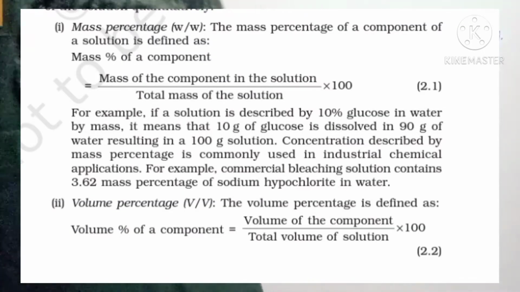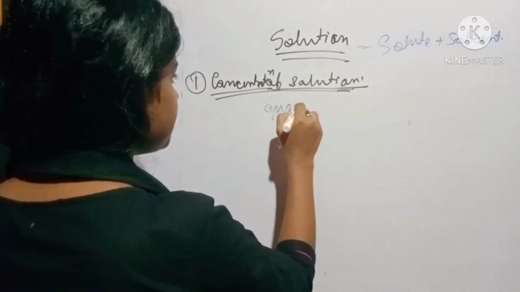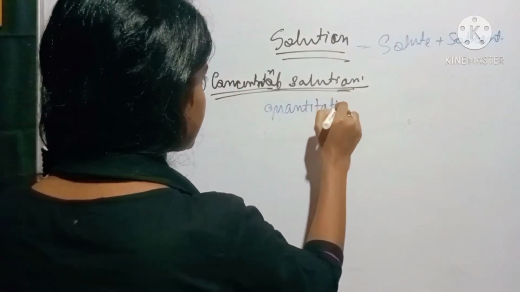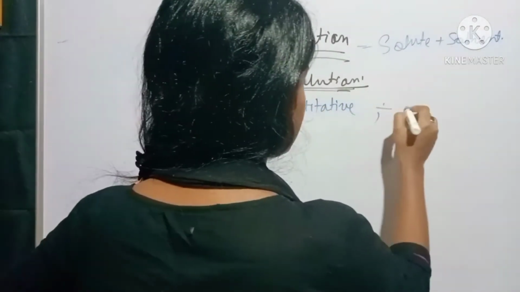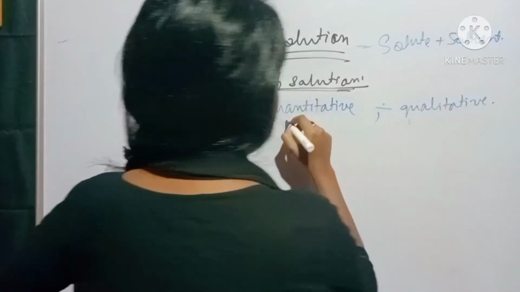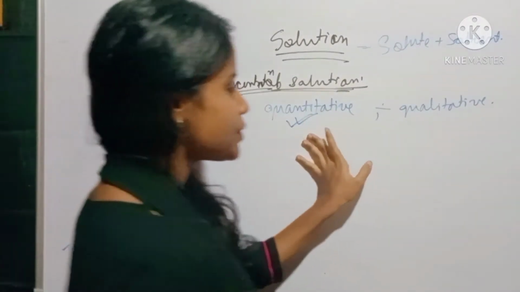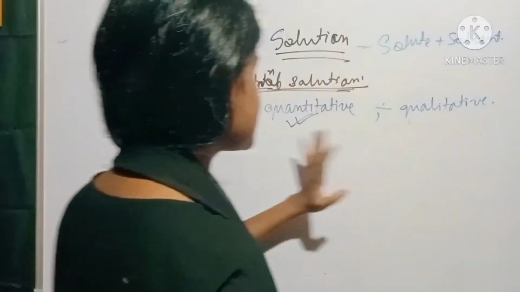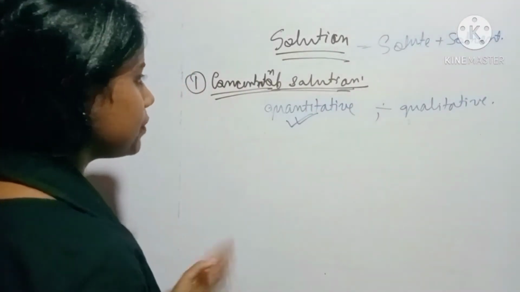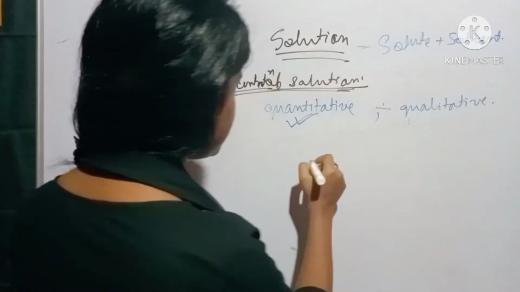Okay, now it's concentration of solution. First of all, there are two types of concentration. One is quantitative and another one is qualitative. We have to learn these things mostly, because qualitative is not used most of the time. Quantitative is used.